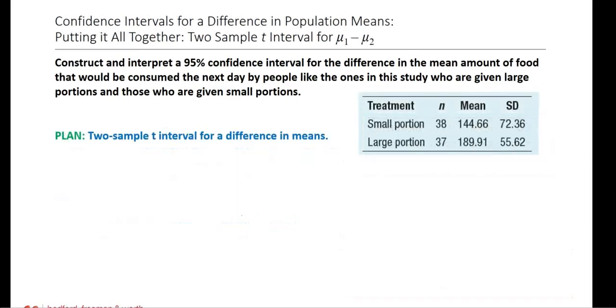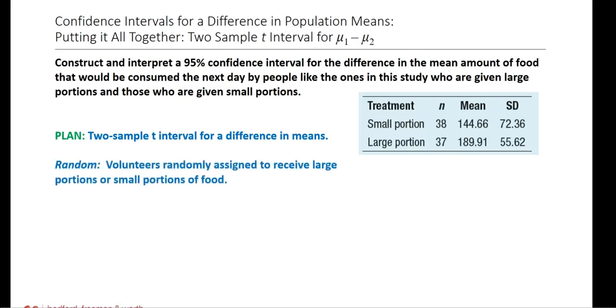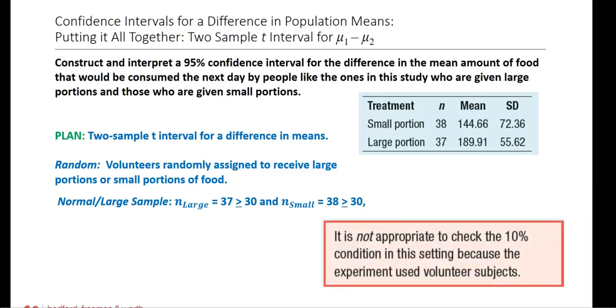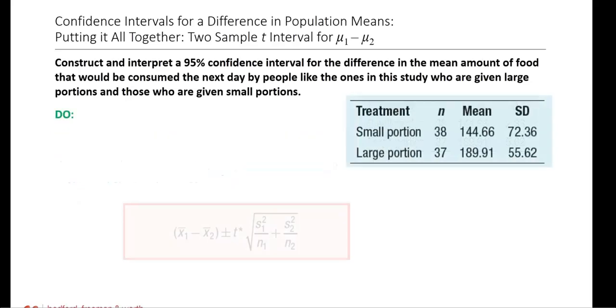Name the test either by name or interval. And the 3 conditions are randomly assigned. Oh, so this is an experiment, right? Some people got the small, some people got the large, but they were assigned those treatments. So you don't need to check the less than 10% condition. For the large sample, since n is bigger than 30, you have to check both, and it's going to be good. You don't have to check the 10% condition because it's an experiment.